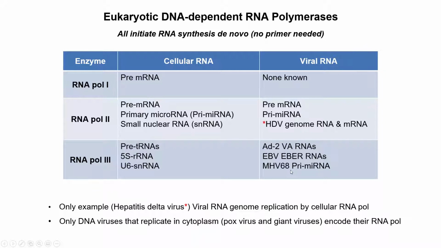MHV68 is a murine herpes virus. They also are responsible for these primary microRNAs to silence some of the eukaryotic gene expression. So RNA Pol 3 doesn't make any mRNAs. Very carefully see that. RNA Pol 2 makes mRNAs for most of the RNA viruses and DNA viruses, except the ones that have their own. RNA Pol 3 does not make any mRNA, but these are additional RNAs.